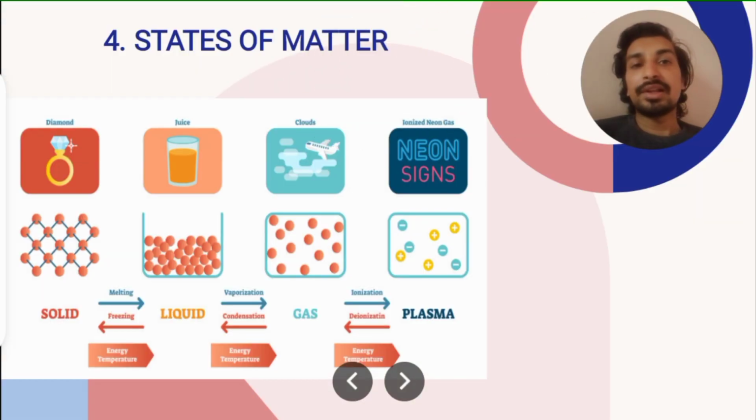Then you have states of matter. You have different states of matter: solid, liquid, and gas. And plasma is not very important to you. So solid on melting forms liquid, liquid on vaporization forms gas, and gas on ionization forms plasma. Then plasma on deionization forms gas, gas on condensation forms liquid, liquid on freezing forms solid. Okay, this side you heat it, and this side when you cool it, it goes this side.